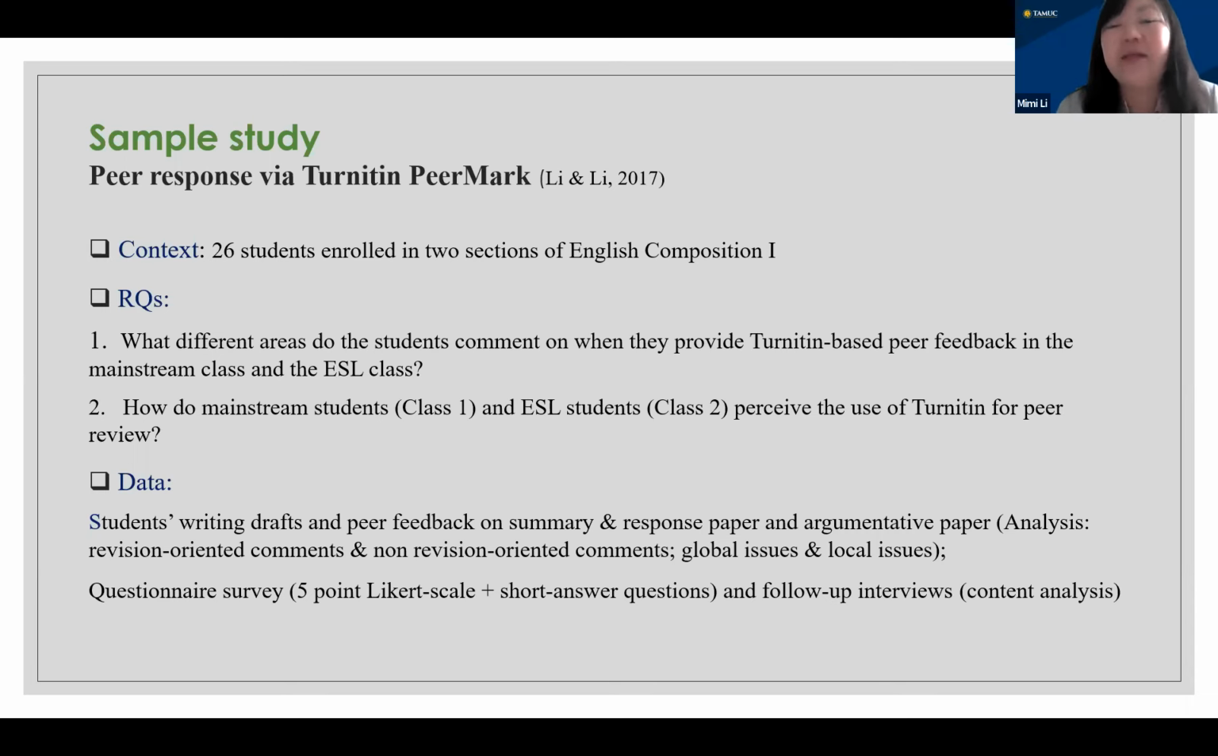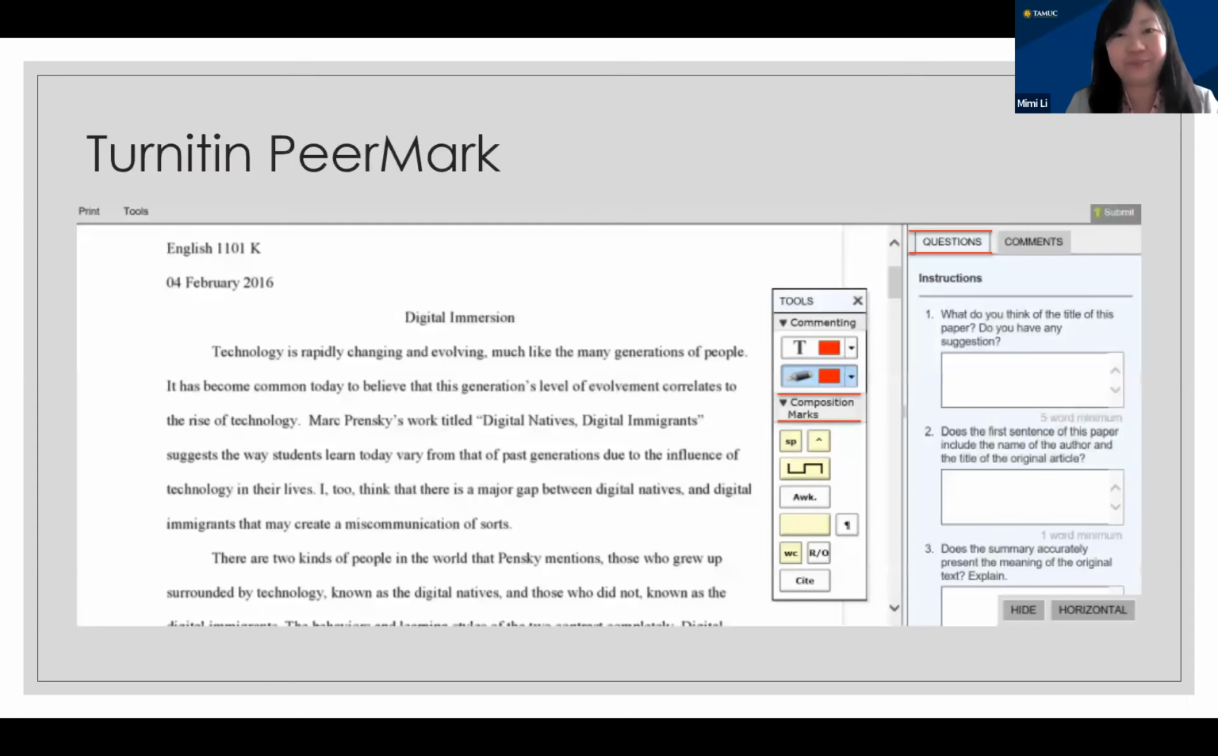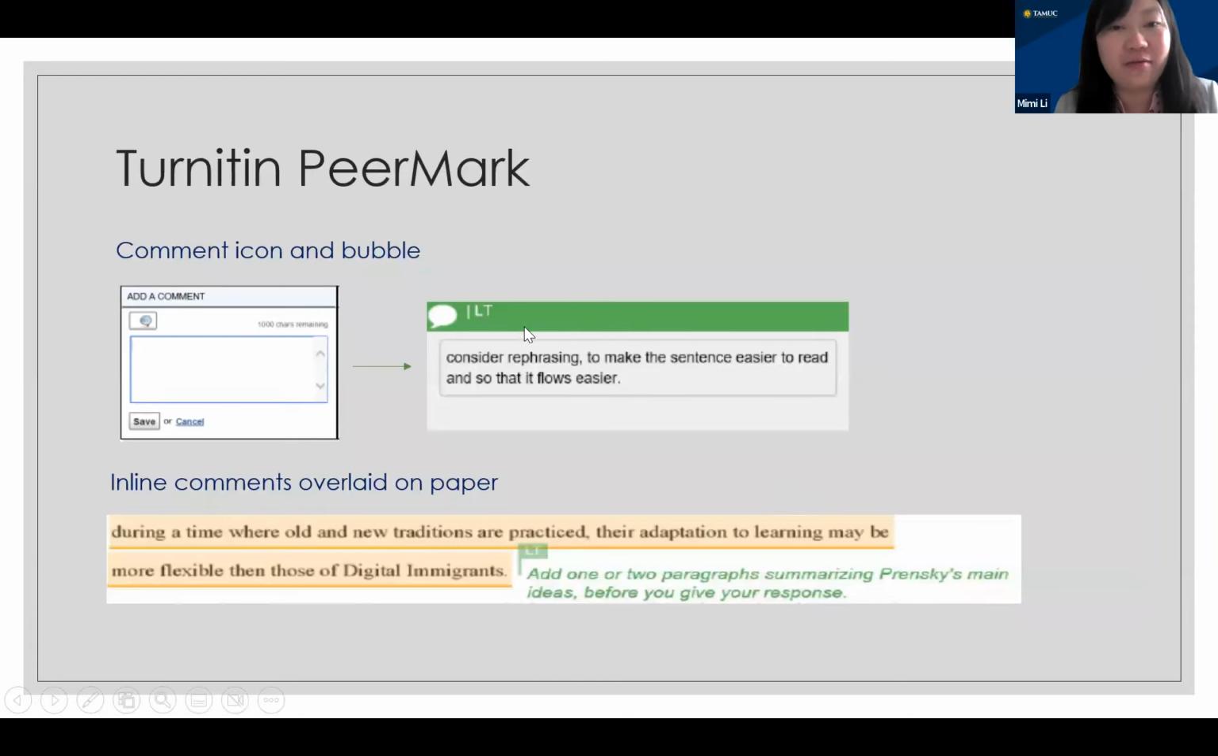So we collected data such as the students' feedback, their drafts and the feedback, and also their perception data from the survey as well as follow-up interviews. Here is what PeerMark looks like. It is very neat. You can see the commenting tools, the composition marks, and then we give them guiding questions to answer. That is very helpful. For example, in terms of the commenting tool, they can use the commenting icon, or they can use the comments overlaid on the paper.